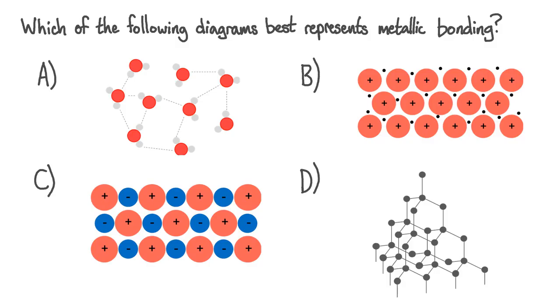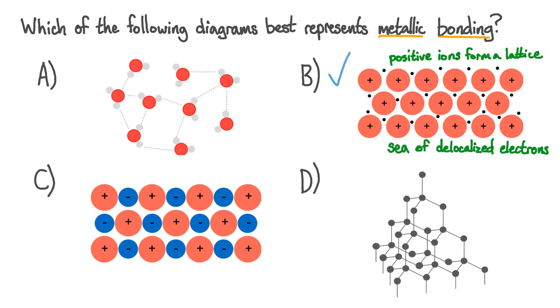Which of the following diagrams best represents metallic bonding? The diagram that accurately represents metallic bonding will be the one that has a lattice of positive ions with a sea of delocalized electrons. Answer B is the correct answer, as it represents the red positive ions in the form of a lattice, as well as the sea of delocalized electrons, the black dots floating in the space between.